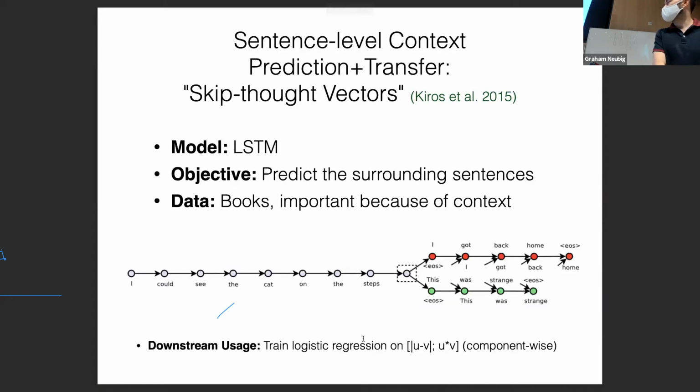The way this was used downstream was they fed this into a predictor that used the difference between the embeddings, or the embeddings multiplied together, et cetera, to do sentence pair classification problems and other things like that.